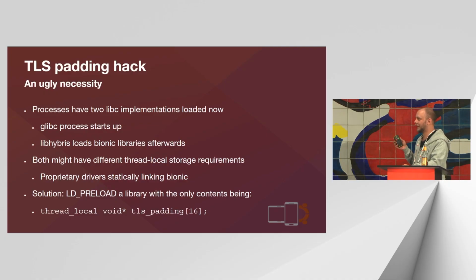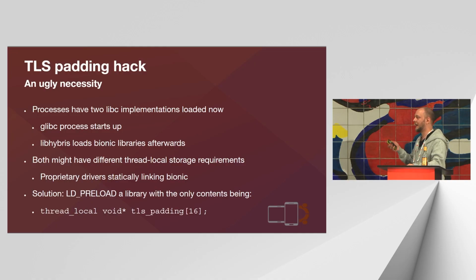Another very particularly annoying topic is the TLS padding hack, because now we have two C implementations loaded into the same process. Those two might not have the same idea about what to do with thread local storage, how it is sized and whatnot. So we have one particular issue with one particular device, with a particular Halium generation, where the graphics drivers are statically linked with bionic, and we can't just do the change on the bionic side and say, make the TLS slot this much and this big and that many and stuff like that.